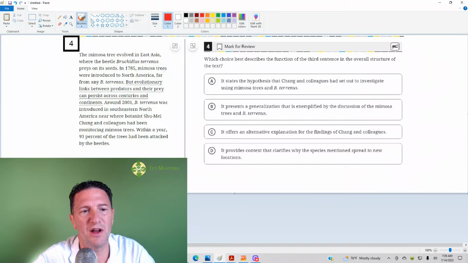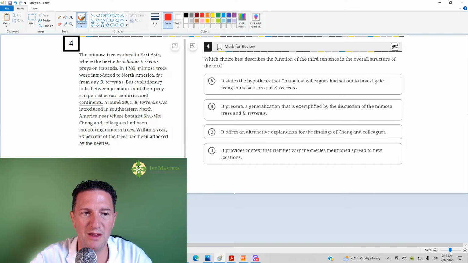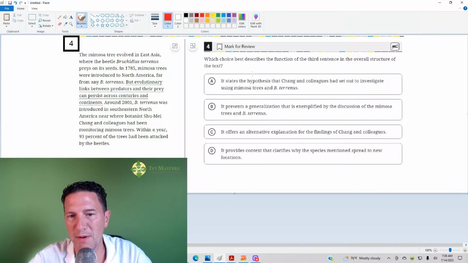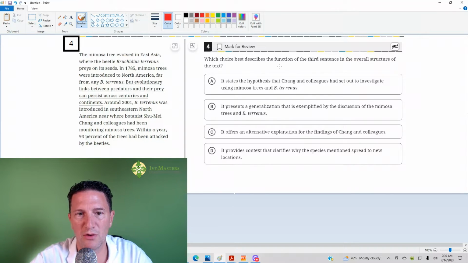seeds. In 1785, mimosa trees were introduced to North America, far from any beetle terrenus. But evolutionary links between predators and their prey can persist across centuries and continents. Around 2001, beetle terrenus was introduced in southeastern North America, near where botanist Shu-Mei Chang and colleagues had been monitoring mimosa trees. Within a year, 93% of the trees had been attacked by beetles. Which choice best describes the function of the third sentence and the overall structure of the text?